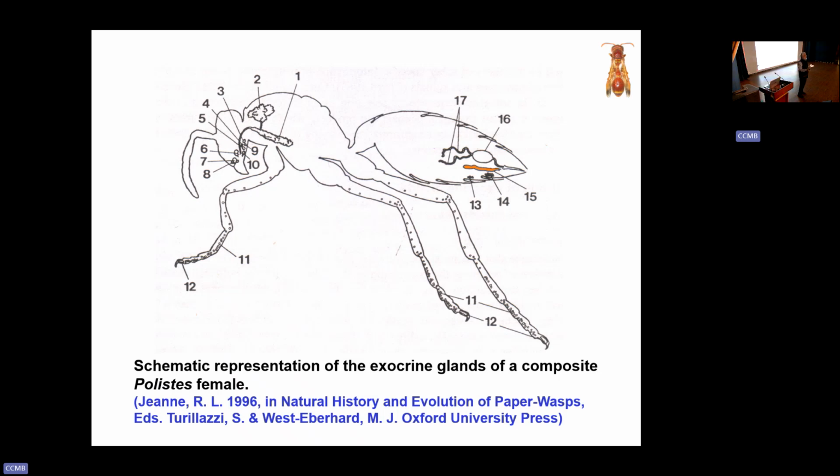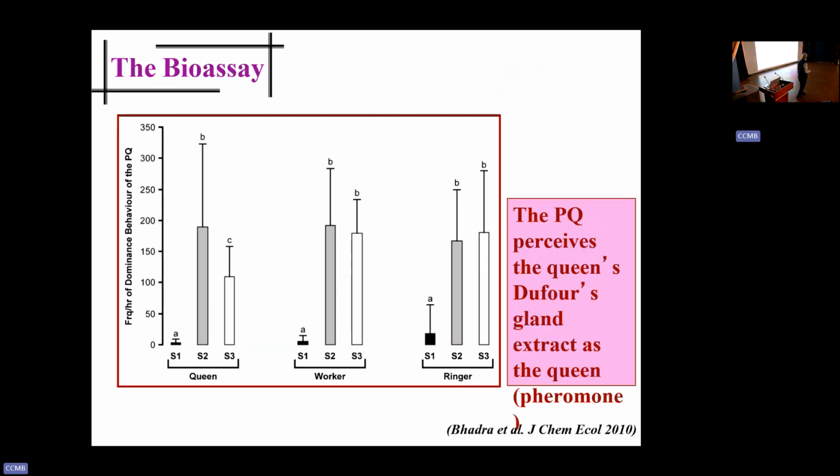And of course, the control experiment is that workers also have Dufour glands. You extract those glands and you should show that aggression does not come down if I apply the workers' Dufour gland, and aggression does not come down if I use a Ringer solution, which I used to make the extract in the first place. That's exactly what we found.